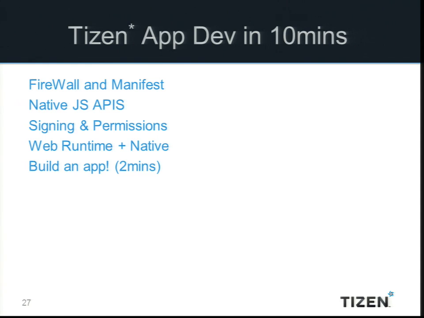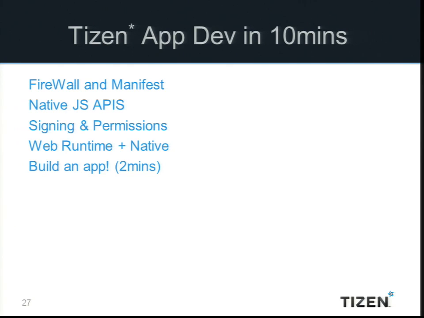I'm going to go through those items, specifically how the firewall and the manifest affect things. Also, the fact that there are native JavaScript APIs to get access to about 75–80% of the operating system. You can do very low-level things, like you can request that the operating system install an app. You can listen on Bluetooth. You can do some very, very interesting things that are not available on other platforms.